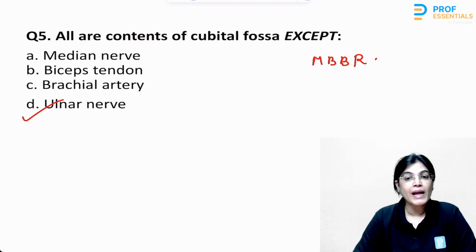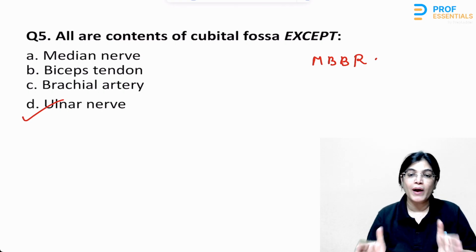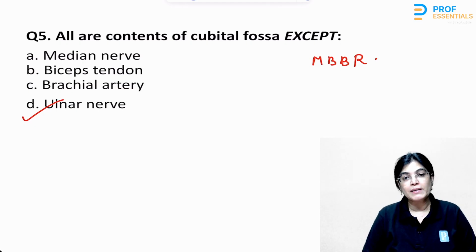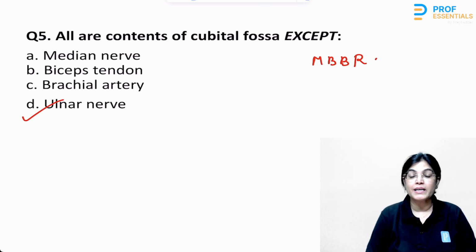Brachioradialis muscle overlaps on the pronator teres muscle and will form the apex. The joining point of the medial and lateral boundary will form the apex lower down. And we will have the roof and content. The roof will have skin, superficial fascia containing the basilic vein medially, the cephalic vein laterally, and a median cubital vein that is connecting the basilic and cephalic vein.